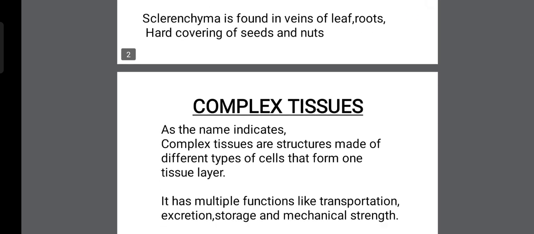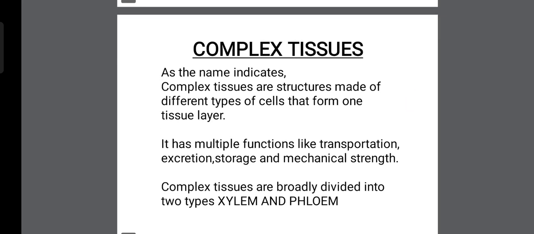Now, moving on to the complex tissue. As the name indicates, complex tissues are structures made up of different types of cells that form one tissue layer. Now, it has multiple functions.